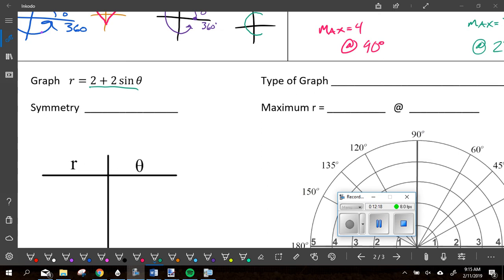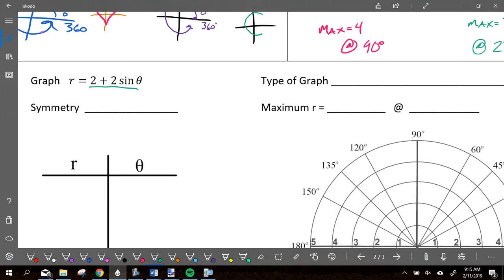Zach, what type of graph is this guy going to be? This one is a cardioid, and so he knows. Why did you know it was a cardioid? Numbers are the same. Leading coefficients are the same. Aisha, what type of symmetry is this thing going to have? Y-axis symmetry. It's a sine graph, and so sine graphs on a polar graph are going to have y-axis symmetry.